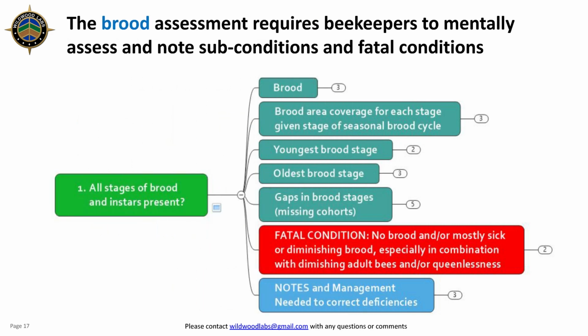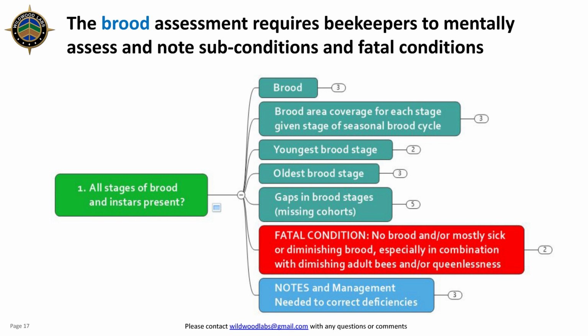Let's return to subconditions. These are items on your mental checklist. For brood, the subconditions are the presence of all the stages, the area covered by each major stage grouping, i.e., eggs, larvae, pupae, the youngest and oldest brood stages present, and what stages are missing.